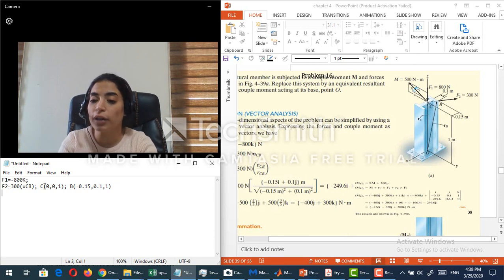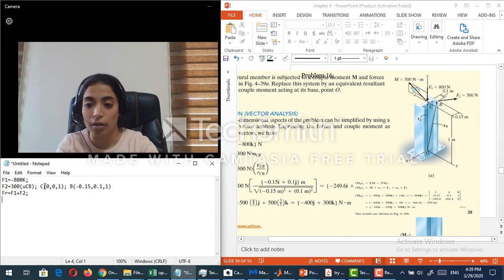So now I know F1 and F2 in vector form, so I can find F resultant, which is F1 plus F2. Am I done here? Of course not, because this is only the first component of the equivalent resultant system. I should also find M resultant.